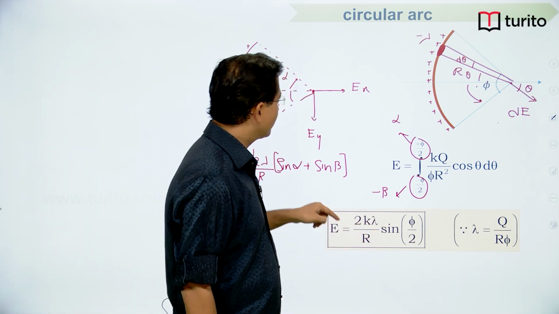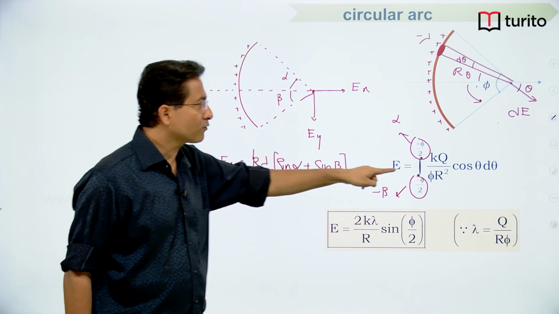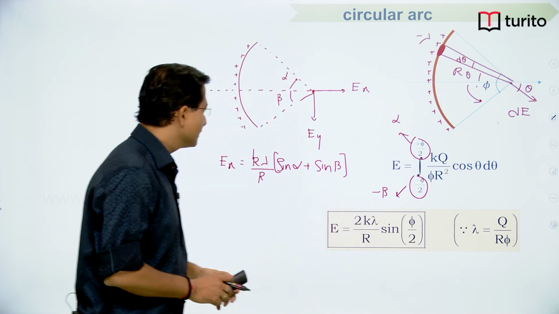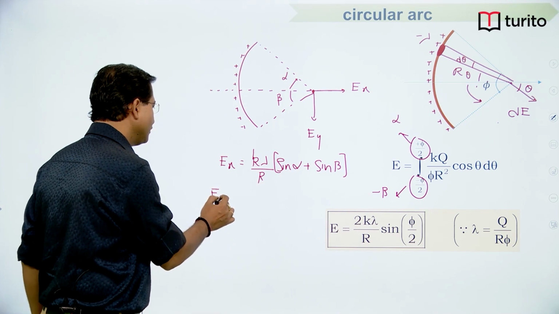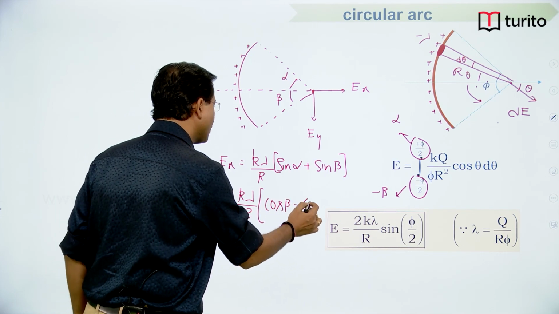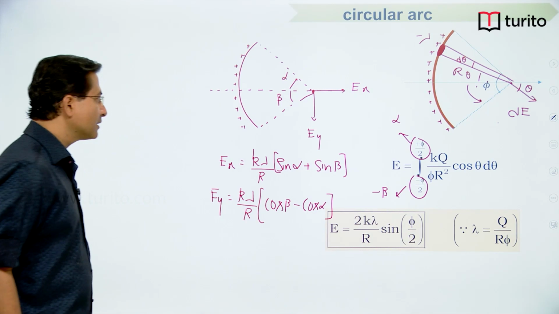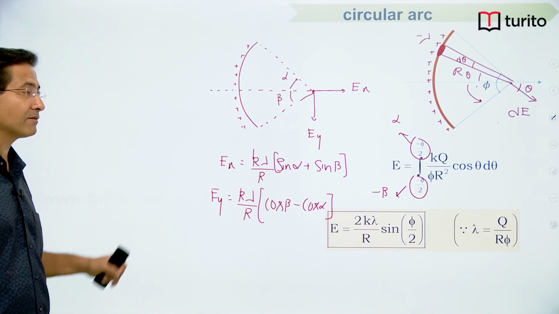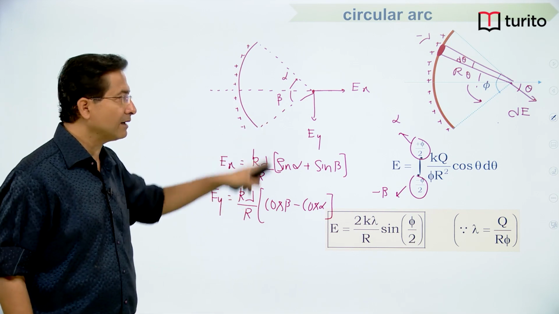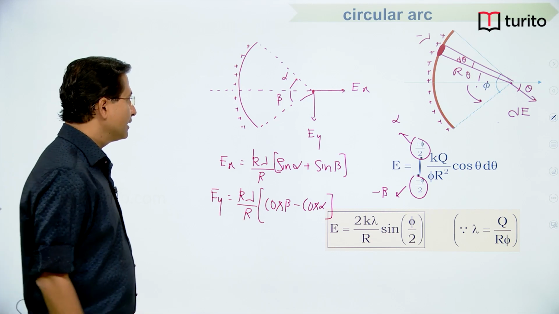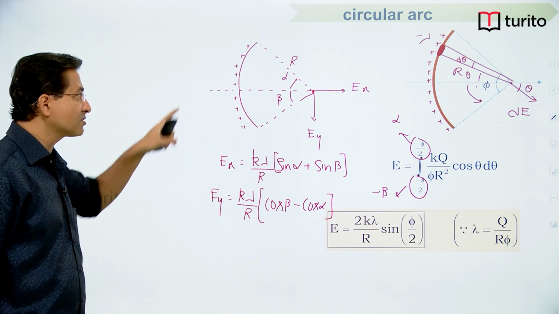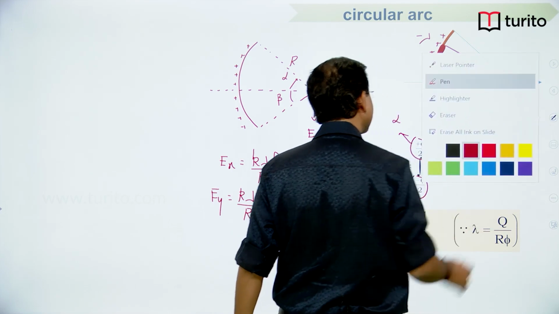If I talk about the y component, so instead of cos coming here, now sine will come, and integration of sine will be minus cos. If it is coming minus cos, then for the y component you are going to get Ey is equal to k lambda by r, cos beta minus cos alpha. Look, this result is the same as the result we have derived for the straight wire. This was radius r. Now this result, as it is the same as a straight wire, I can extend the same logic.